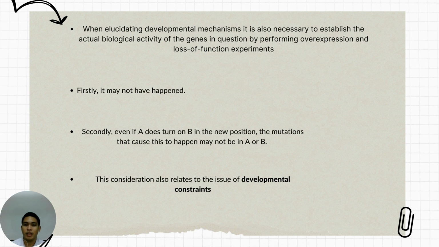When trying to decide what happened, it is important to avoid the fallacy of design. In other words, once a developmental system is understood, there is a tendency to say extra legs can be produced very easily by allowing gene A to turn on gene B, so this must be what happened in evolution. Firstly, it may not have happened. Maybe the extra legs were formed without A turning on B. Second, even if A does turn on B in the new position, the mutations that cause this to happen may not be in A or B.